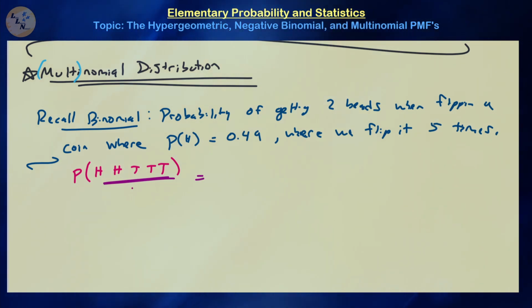So what is the probability of this particular event? That's going to be the probability of heads to the power of 2 and the probability of tails to the power of 3.